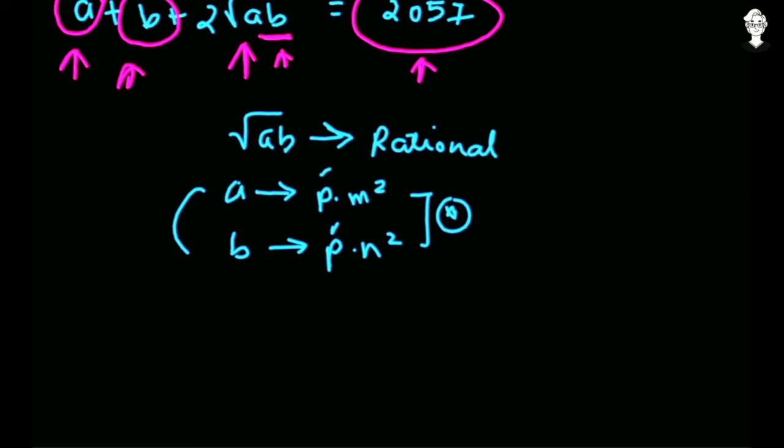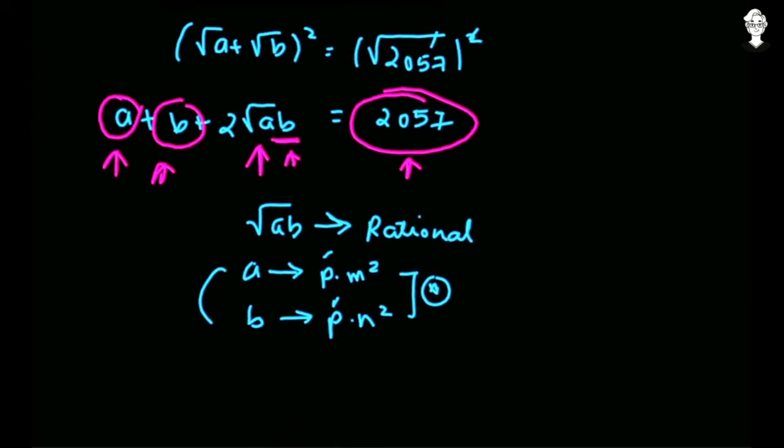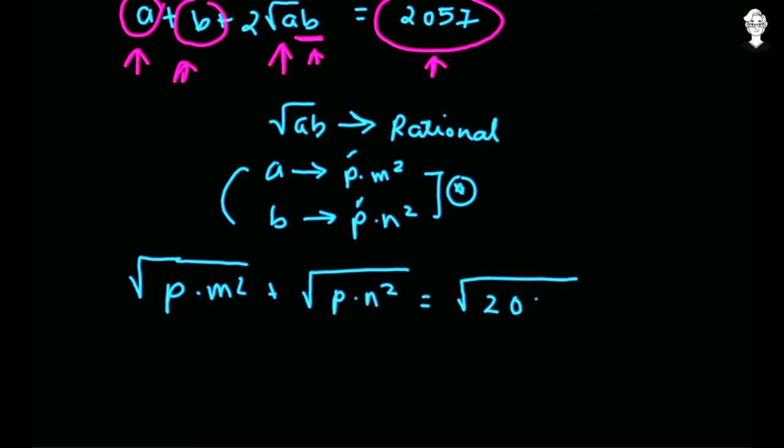So these are the values of a and b. Values of a and b we will put in our original question, which was under root a plus under root b is equal to under root 2057. So let us put that. Under root a would become under root p into m square, plus under root b would become under root p into n square, and that is equal to under root 2057.